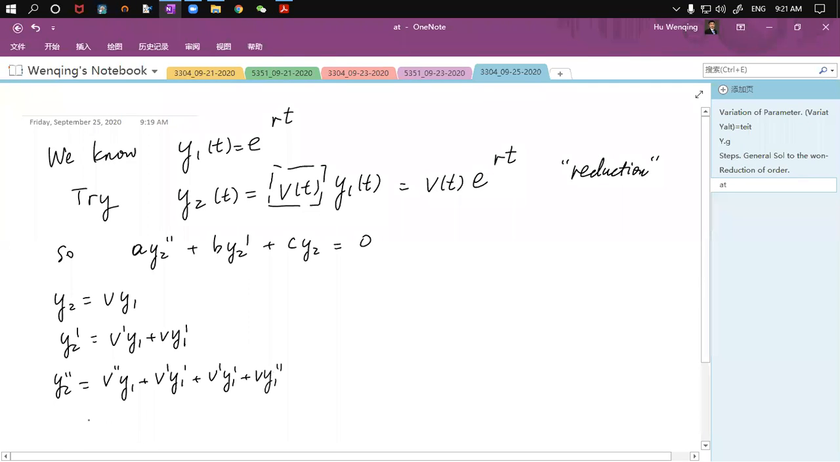So, you can see that this is nothing but v double prime y1 plus 2v prime y1 prime plus v y1 double prime, right? So that's going to be your solution. And as long as you have this, you can combine everything.